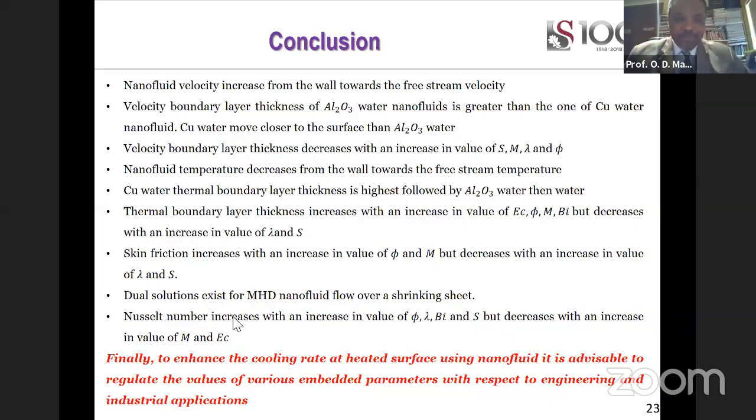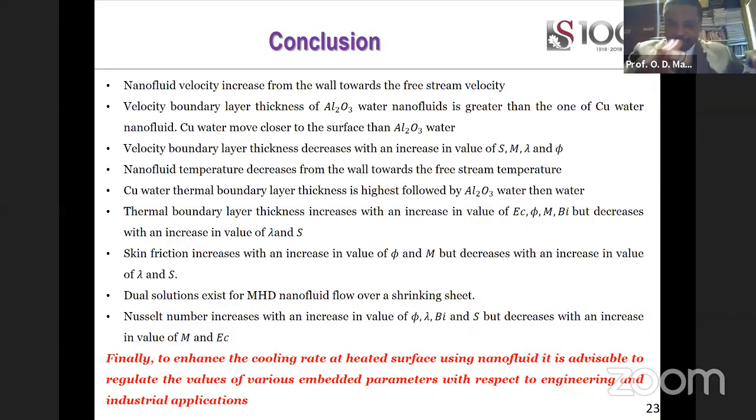And Nusselt number increases with an increase in nanoparticle volume fraction, stress shrinking parameter, and surface slippery, but decreases with an increase in the value of the magnetic field. So finally, to enhance the cooling rates at a heated surface using nanofluid, it is advisable to regulate the values of various embedded parameters with respect to engineering and industrial applications.